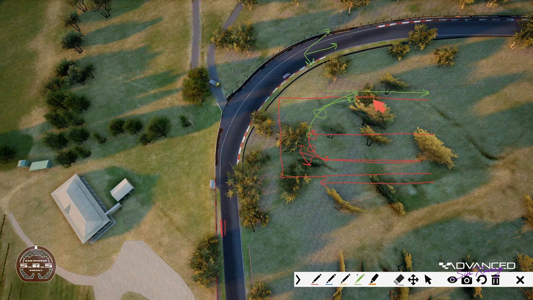This is a more mathematical explanation of something we all pretty much know, right? If you have too much power on exit, if you're not spinning, you're probably in the wall.